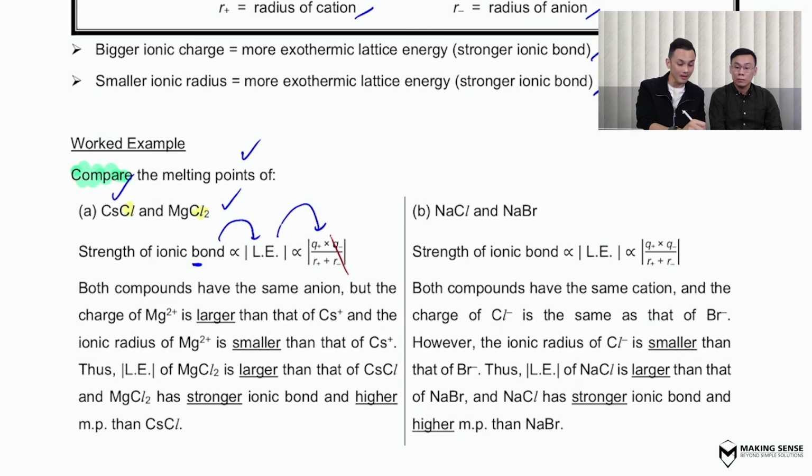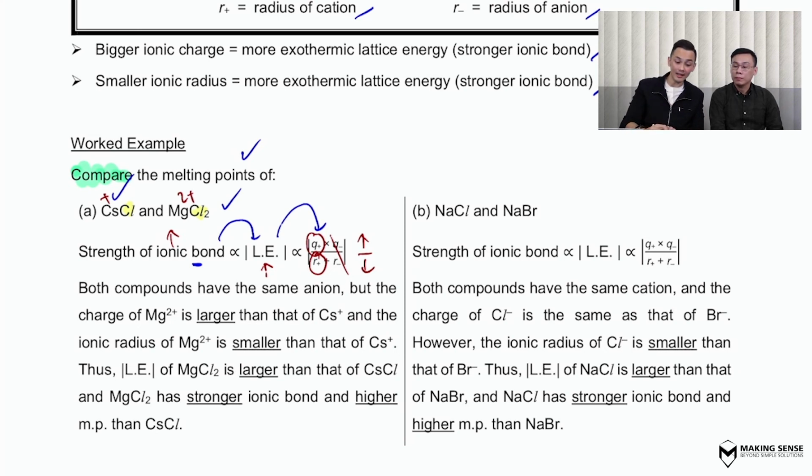If you compare cesium, cesium is +1 and magnesium is 2+, so there are changes in the charges. Magnesium has a greater charge. At the same time, if you check your data booklet and look at the radius, you'll notice that magnesium has a smaller radius as well, right? So if you do the math with a larger charge as well as a smaller radius, the end result is the lattice energy is going to be higher, and that's why the strength of the ionic bond is also going to be higher. It's always just focusing on the formula, noting the difference, and you just do the math from there.